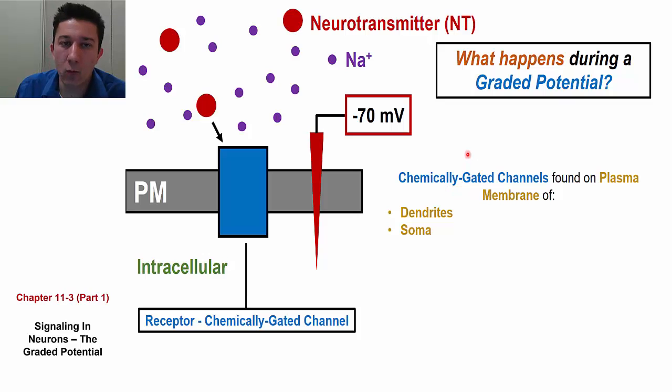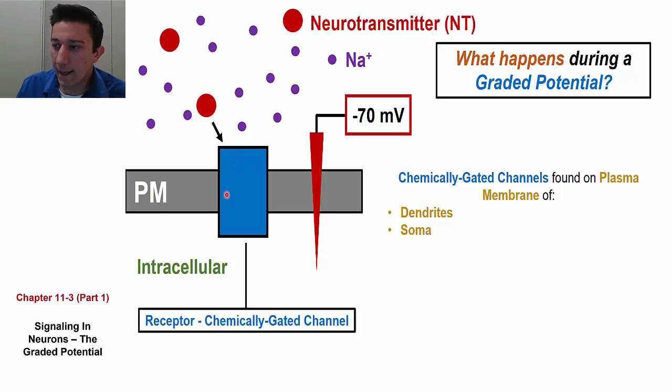So the reason that we only see graded potentials being created in the dendrites and in the soma of our neurons is because these chemically gated channels are only found in the dendrites and in the soma. They're not found in the axon terminal. Okay, so the neuron is only going to be able to respond to neurotransmitter if that neurotransmitter is in the proximity of its dendrites or its soma.